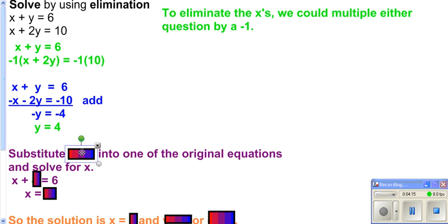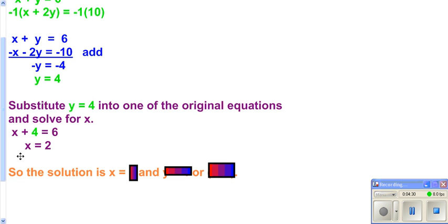Substitute y being 4 into one of your equations. Which one of the two you choose doesn't make a difference. I chose the top one. So you're going to get an x plus your y value of 4 equaling your 6. Subtract 4, and so now you get x to be 2 and your y to be 4, or the ordered pair of 2, 4.